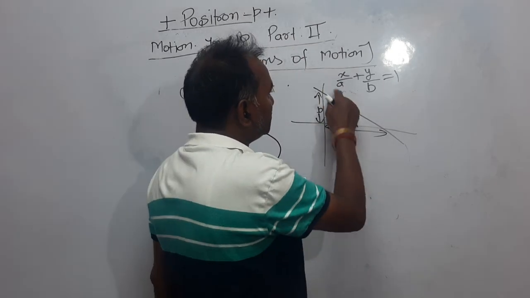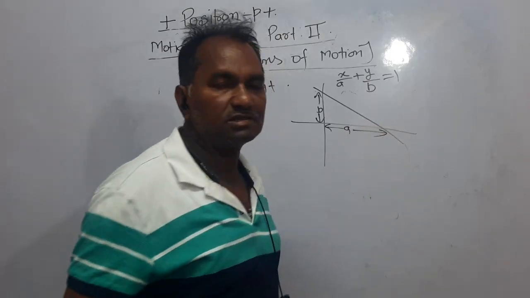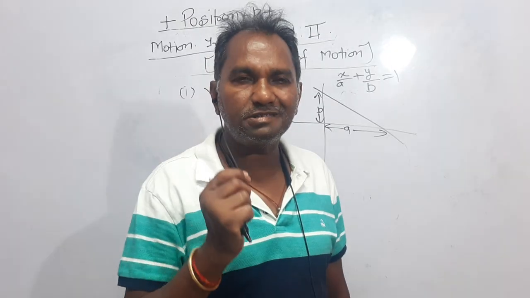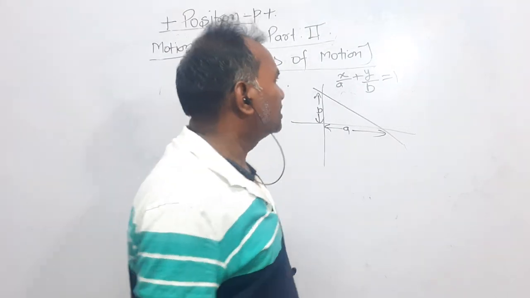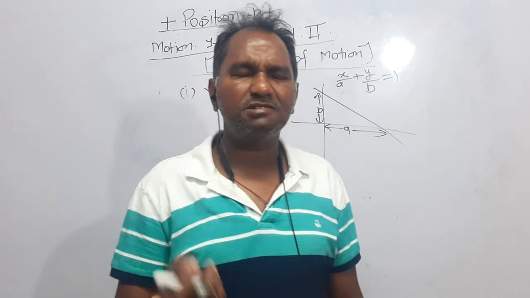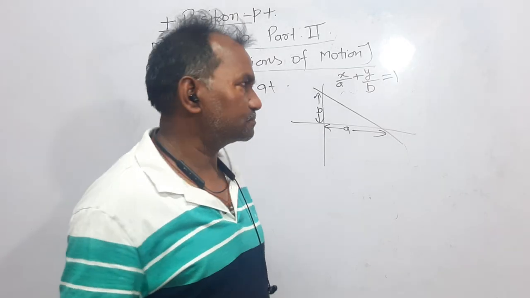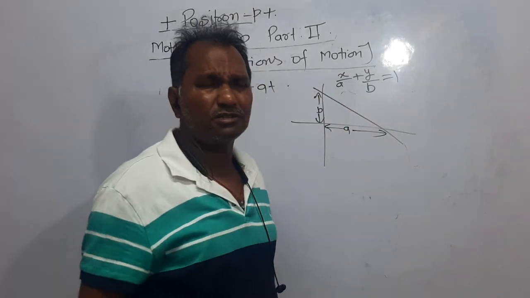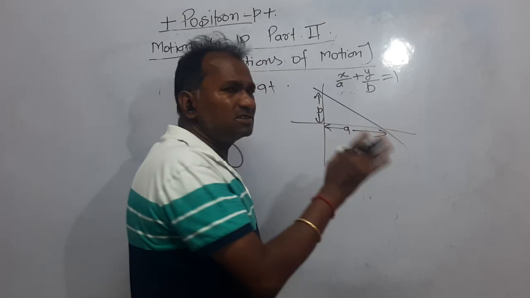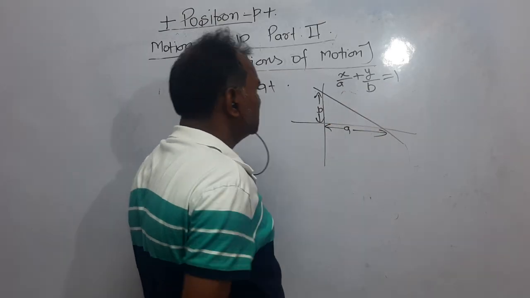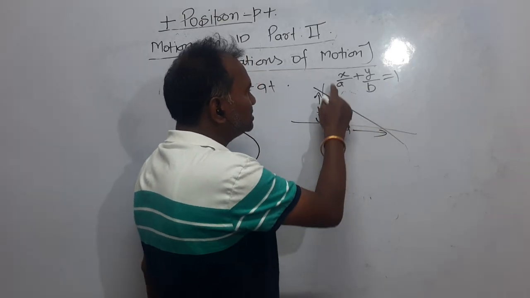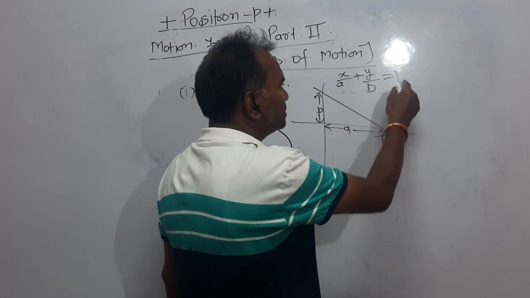The equation x upon a plus y upon b equal to 1 is a general, standard equation of a straight line. You can also write the standard equation as ax plus by plus c is equal to 0, or y is equal to mx plus c. All those equations can be plotted very simply using this equation, x upon a plus y upon b equal to 1.